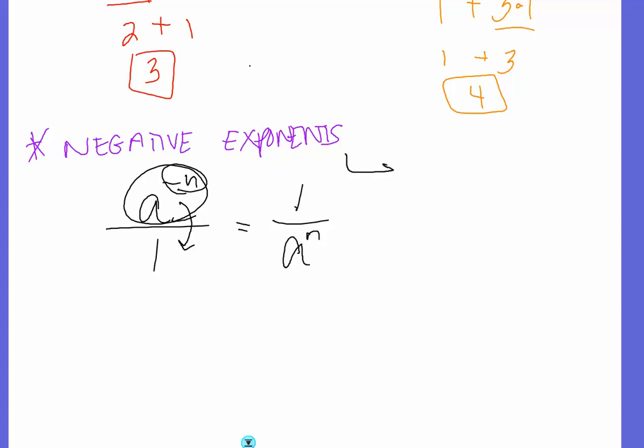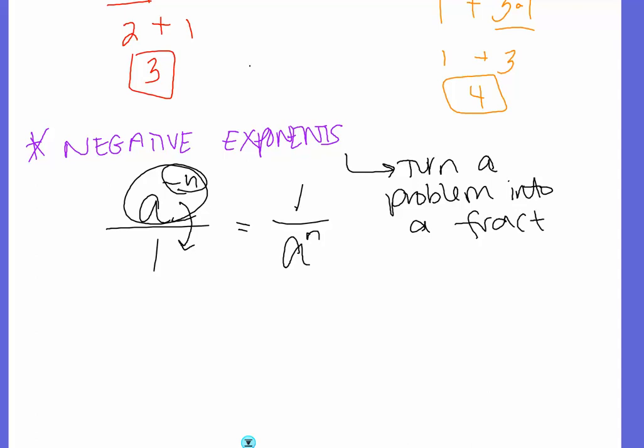So negative exponents turn a problem into a fraction. Now, if I already had a fraction, I wouldn't have to turn it into a fraction because it's already there. I'm not going to put a fraction inside a fraction inside a fraction. I'm just going to move it. If my negative exponent's on the top, it's going to move to the bottom. And if my negative exponent's on the bottom, it's going to move to the top.